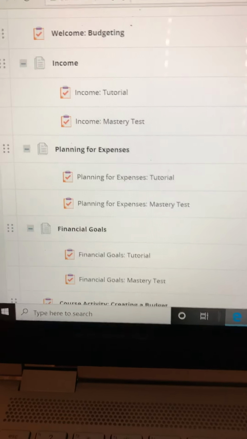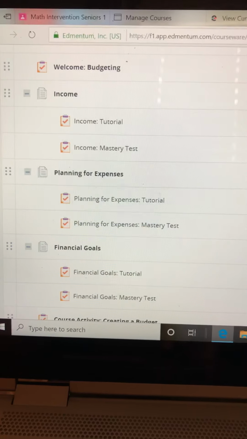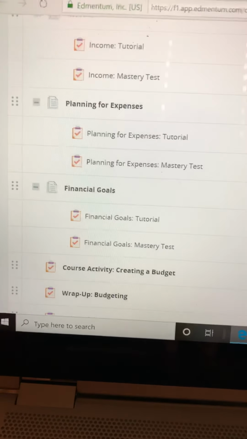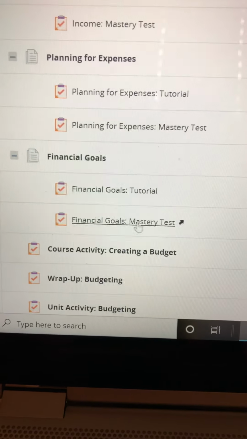Now for NTI Week 4, we are on Financial Literacy Unit 1, Lesson 3. It's called Financial Goals. So let's look at this mastery test.